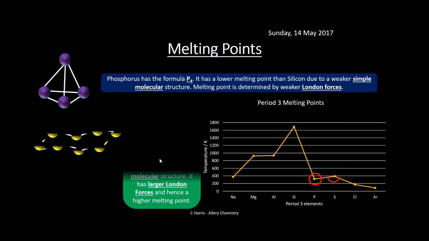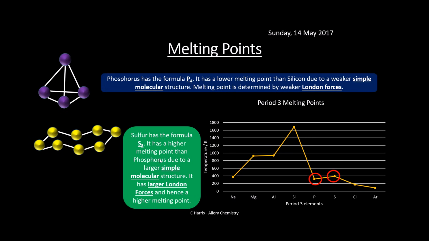Okay, simple molecular. It rises a little bit though for sulfur. Sulfur still, again, only has London forces, just like phosphorus, but because the molecule of sulfur is S8, it's slightly bigger than the phosphorus molecule here. And so because it's slightly bigger, the London forces are bigger. And so this means it has a slightly higher melting point than phosphorus.